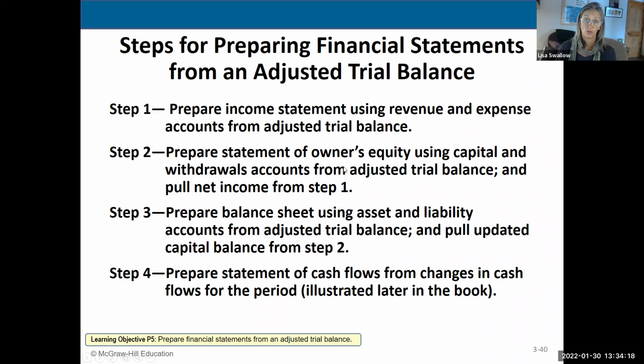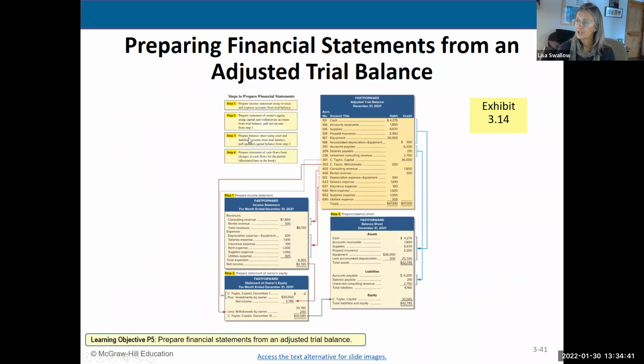Then I do my owner's equity. Remember, that's beginning balance, plus any new investments, plus or minus net income and loss, minus drawing. And then I get my ending balance in capital, and now I can do my balance sheet. And then my last statement is a statement of cash flows, but we're not working on that in this class. So here are my financial statements that I pulled right from the adjusted trial balance, right? P&L first, statement of owner's equity next, balance sheet last.